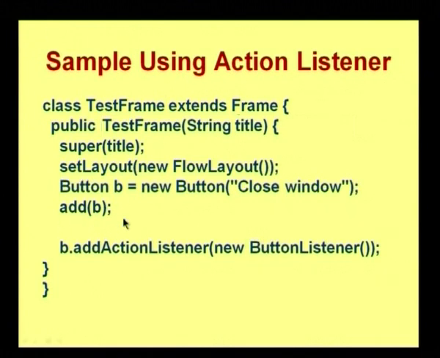Here you can see that I am adding the button, then I am adding the action listener. This is nothing but the registration process. I am registering this particular button to a new listener object. The listener object that I am trying to create is a button listener object, so I need to create this. This listener object is going to implement all the methods in the listener.